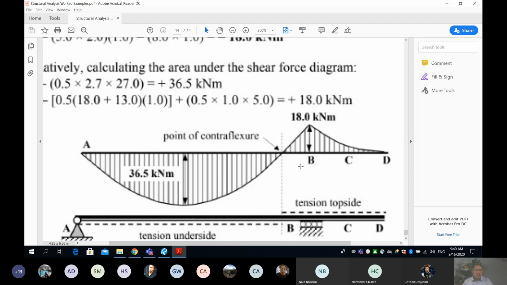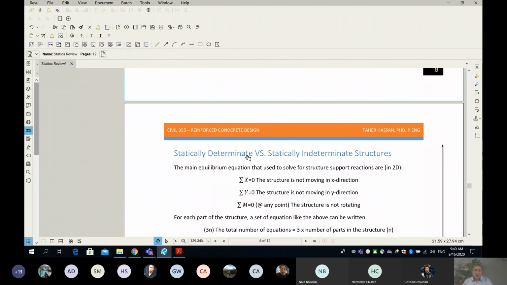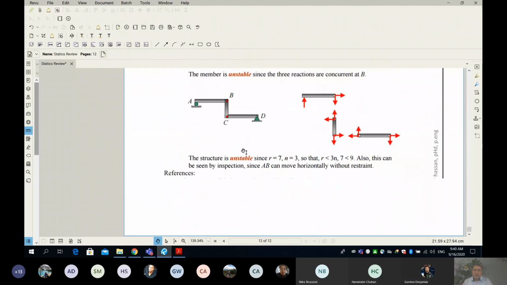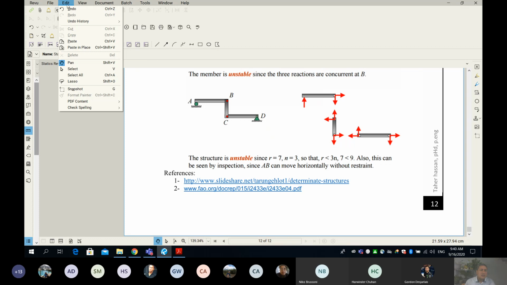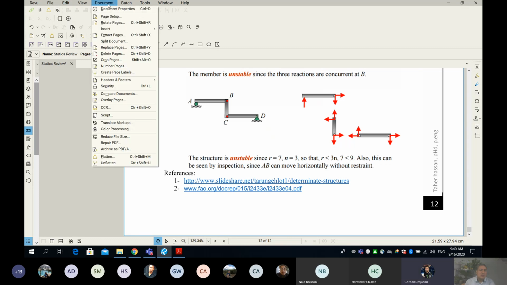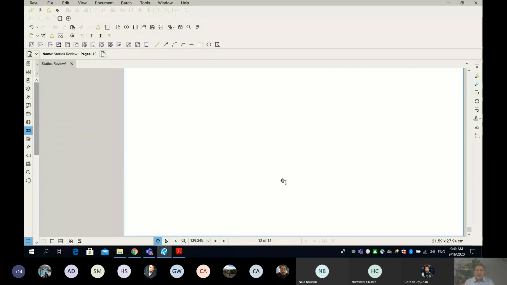Okay, now let's run this question. So I'm going to go here. I'm going to say, you know what? Give me a new document. Let's see if we can add, edit. I want to add another page here. Insert and insert a blank page. Here we go. We have an empty page.